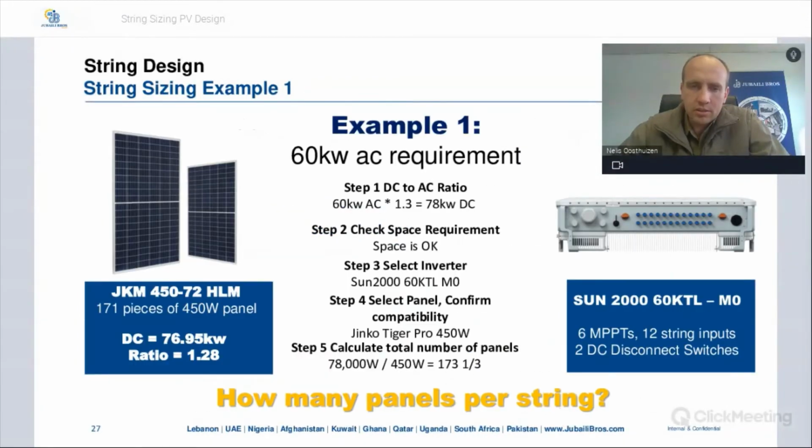So the next step is to actually use the string designer and see how many strings are actually recommended. So in this case, they've chosen 171 pieces of 450. That would be a DC of 76.95, a ratio of 1.28. The 60 kTL has got 6 MPPTs with 12 string inputs. So that means you've got 2 inputs per MPPT. And then the inverter itself has got 2 DC disconnect switches.